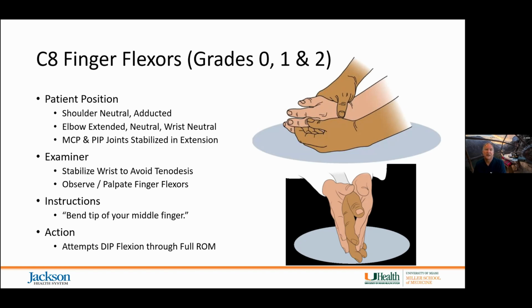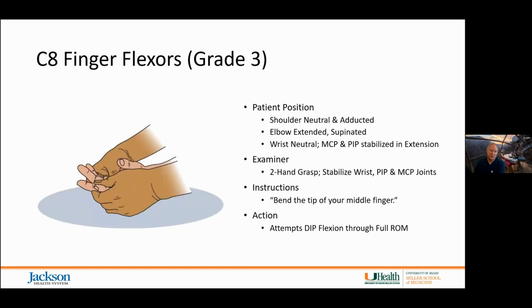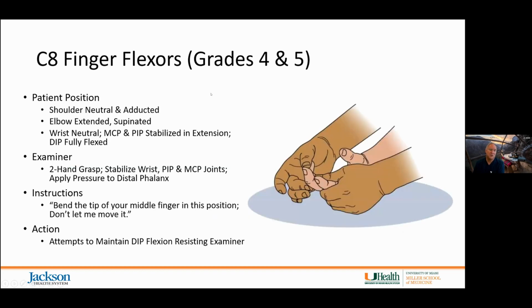To give them a grade 3, we're going to turn the hand in a supinated position. And again, stabilizing MCP and PIP joints. Ask them to bend the tip of the middle finger. If they can get it against gravity, then we'll give them a 3. If they do get a 3, then we're going to ask them to flex their digits fully, and we're going to try to extend the fingers. So we say, bend the tip of your middle finger in this position. Don't let me move it. And again, we're looking at age and gender matched normal strength or something less than normal as we go through there.